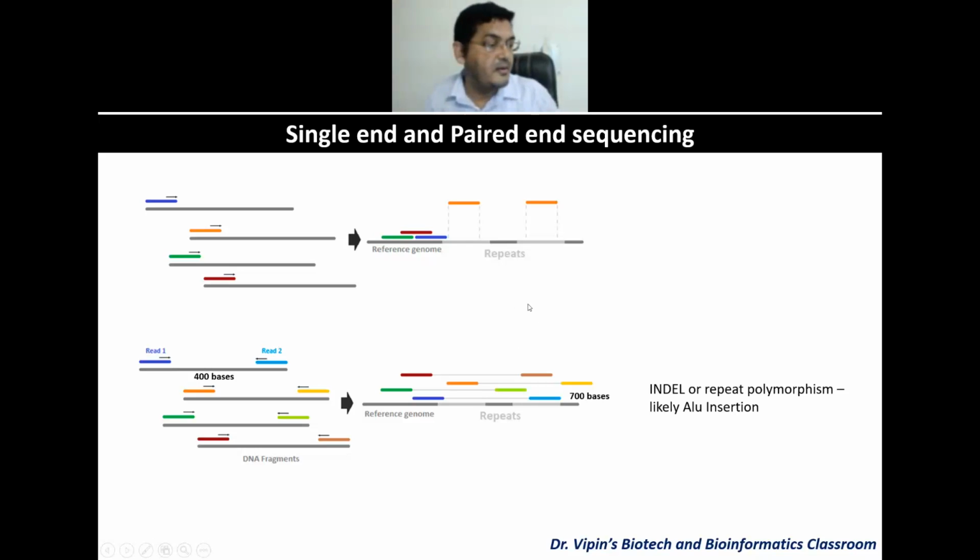Sir, can you repeat it again about Alu insertion? Yeah, so what happens is, there are transposons in the genome, right? And we are talking about a specific type of transposon that is called a retrotransposon. So retrotransposons move by an RNA intermediate and keep getting inserted into genomic positions. So Alu repeats are one type of retrotransposon. These are called small interspersed nuclear elements.